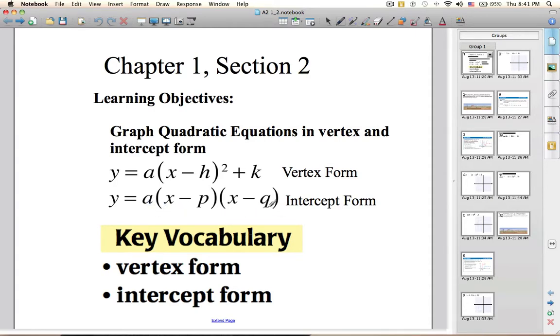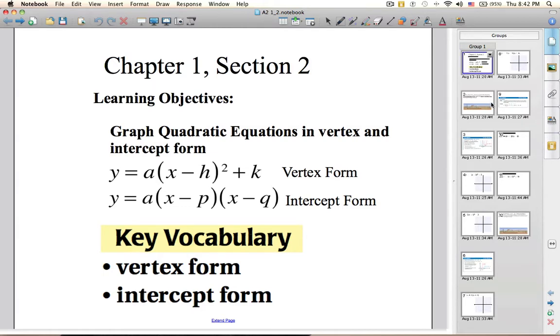So when you're looking at comparing and identifying forms, if you're looking for vertex form, you're looking to find a binomial squared. If you're looking at intercept form, you will look at two separate binomials being multiplied together. And the key vocabulary for this section are the two forms, vertex form and intercept form.